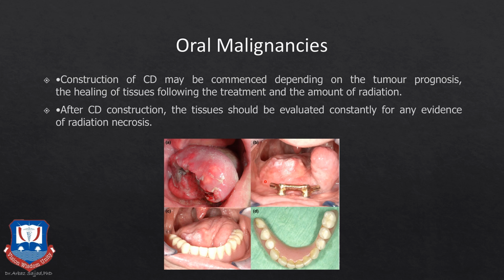The buccal or lingual vestibules may be obliterated, and the tissues will be very fragile, friable and sensitive to the denture construction, and the retention of the denture will be compromised. So in such cases, overdentures or implant supported fixed or removable dentures should be considered. Also, the patient should be recalled regularly to see if there is any evidence of radiation necrosis.